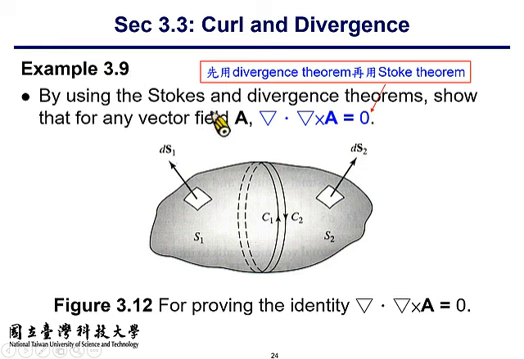So in example 3.9, we will use Stokes theorem and divergence theorem in succession, so that we can show a vector identity. So this thing is referred to as the vector identity. For any vector A, if you take the curl operation first, then apply the divergence operation, then it must go to 0. So this is referred to as a vector identity, which is, of course, valid for any vectors.